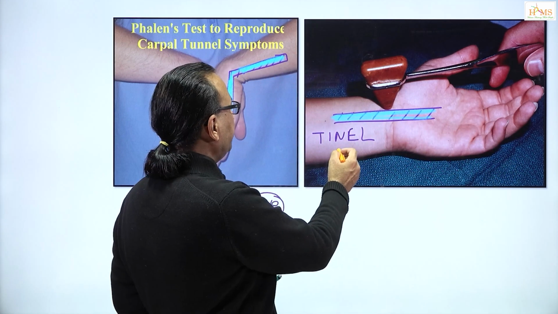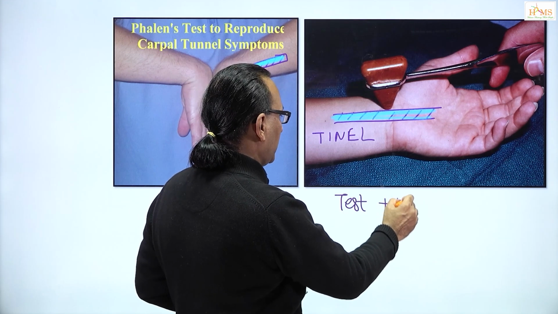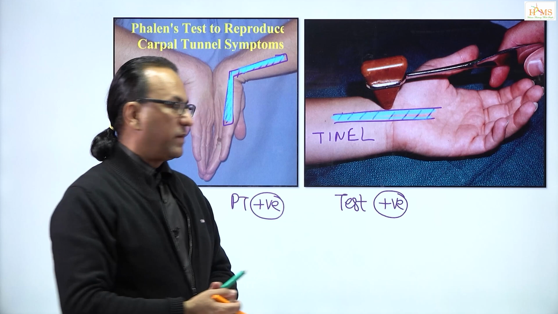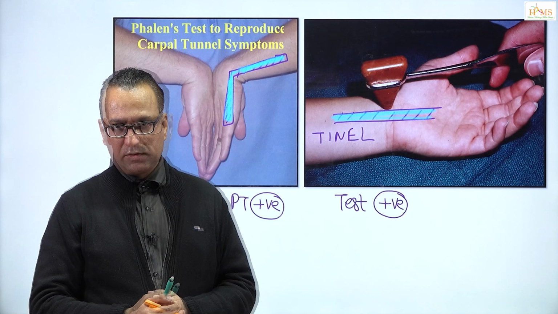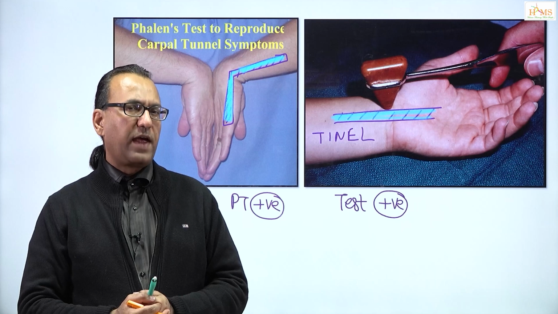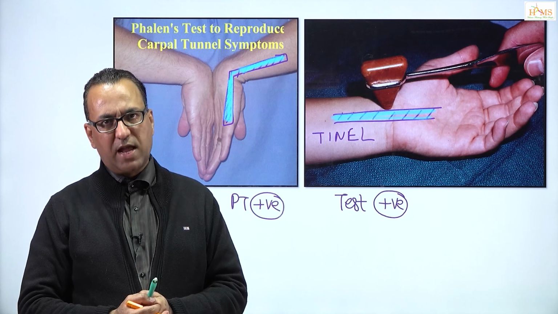Tinel test has become positive. It is showing the signs of improvement in the nerve. Now this is about the sensory disturbance. What about the motor disturbances? If the compression is severe and prolonged, there can be cases of ape thumb deformity. Let us look at the next diagram now.